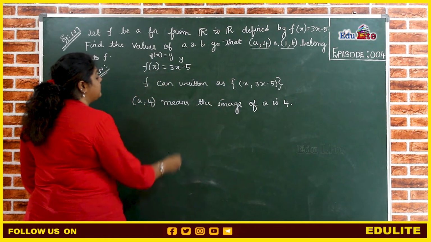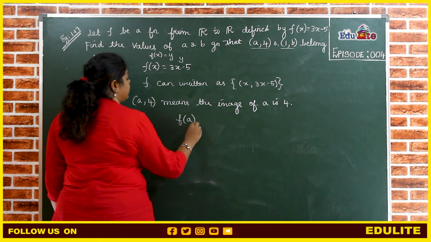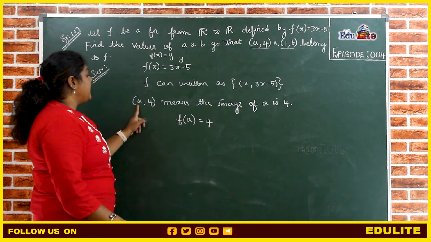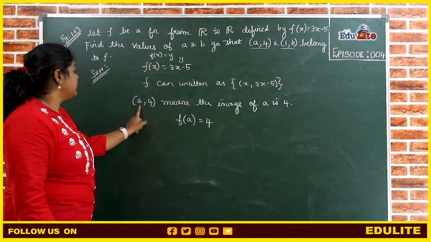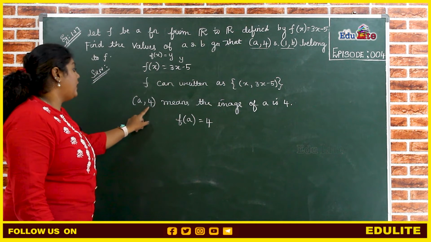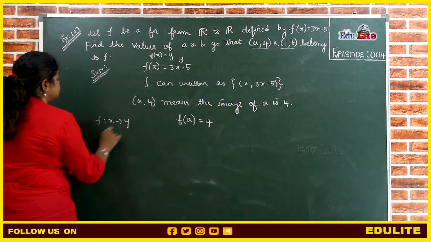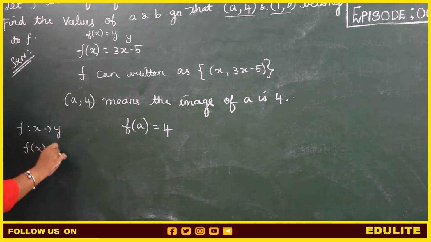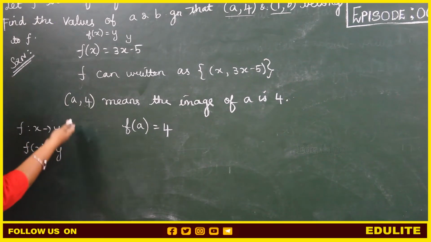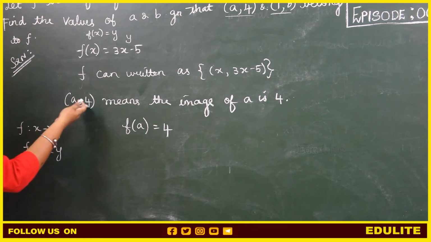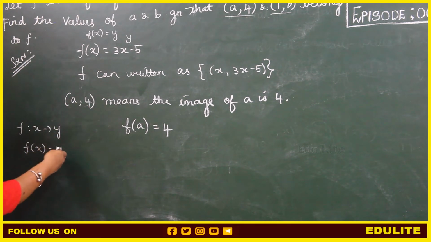Then how should we write it? We should write it as f(a) = 4. a is mapped to 4. This is in the x position and this is in the y position. So if f is a mapping from x to y, we can write it as f(x) = y. I use the same procedure to write this. It means a is mapped to 4. Therefore f(a) = 4.